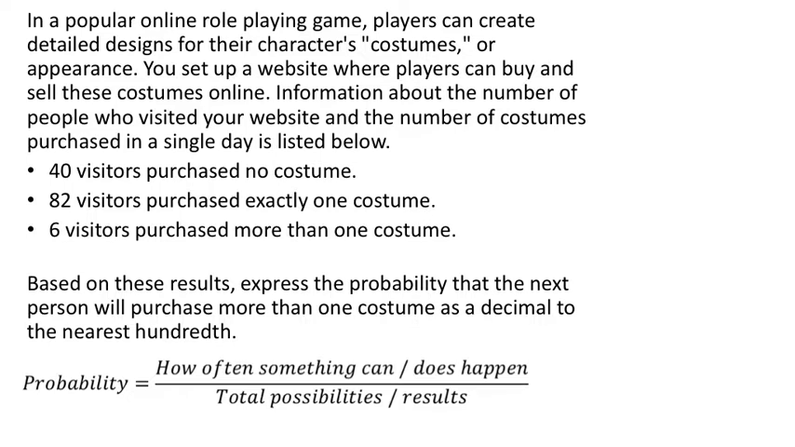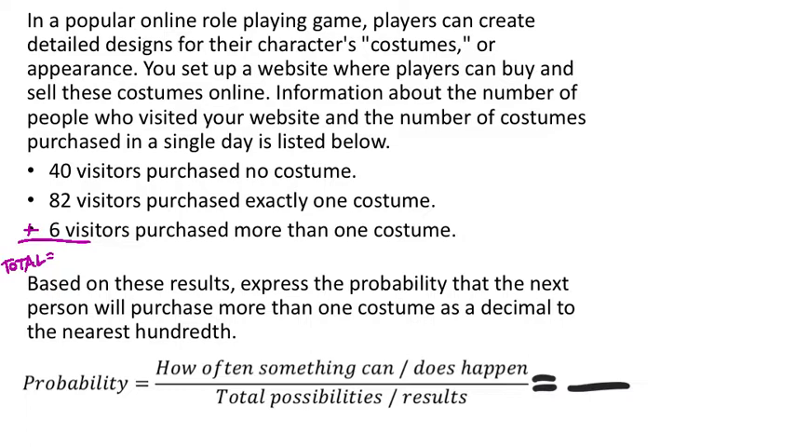But again, for our fraction, we are missing the denominator, the total number of people that have gone through, I guess, this online shop. So we will figure out that total just by taking the number of visitors here on the left and just adding those together. This will tell us how many total people visited your website. So 40 plus 82 plus 6.